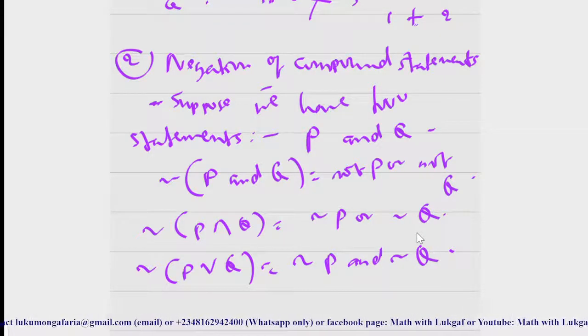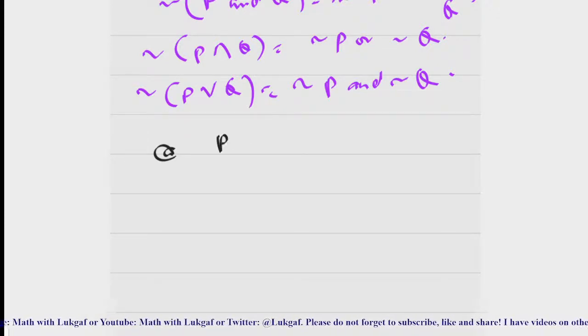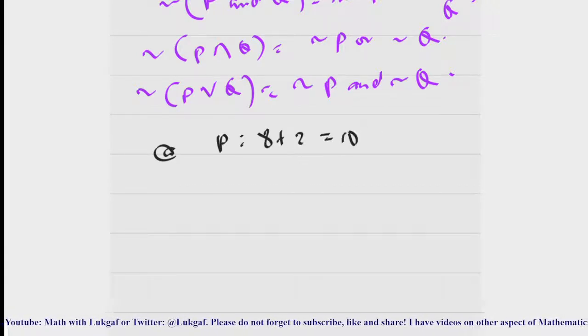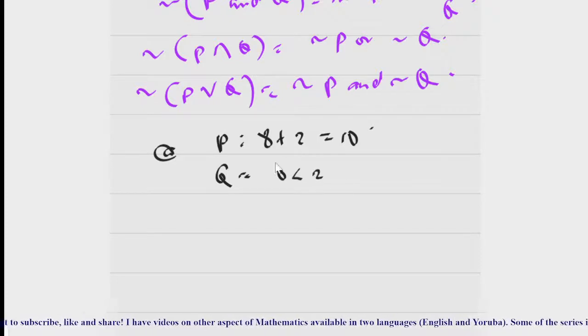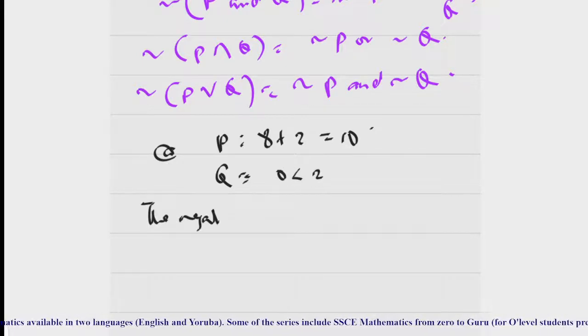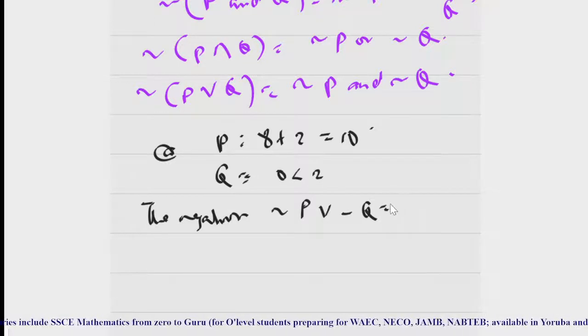So for example, now let me give you an example to back it up. Let's say I have P equals to what? 8 plus 2. 8 plus 2 is equal to 10. It's a statement. And let's say I have my Q, that is 0 is less than 2. So it is also a statement. Then the negation is what? When I say the negation of P or negation of Q, what's that going to give you?